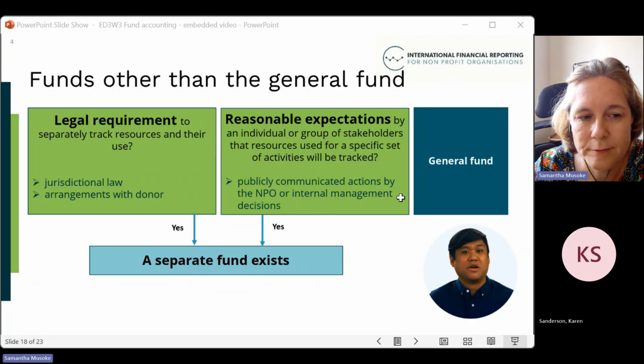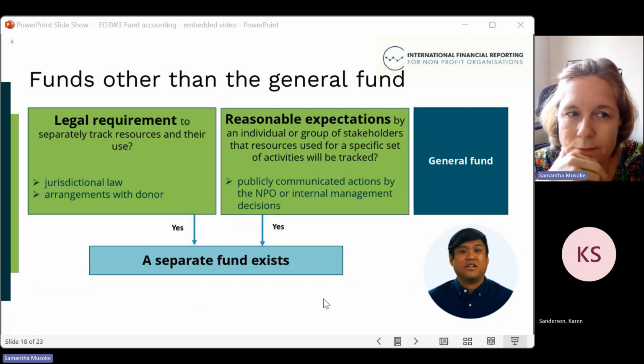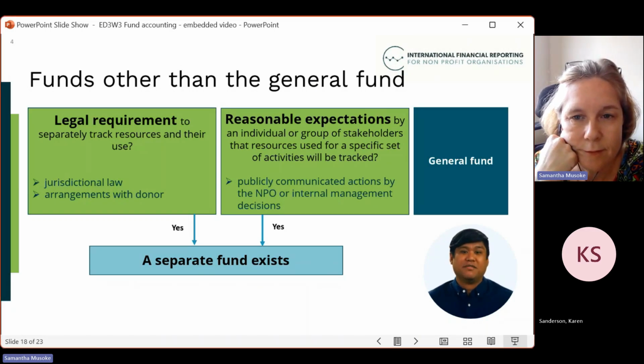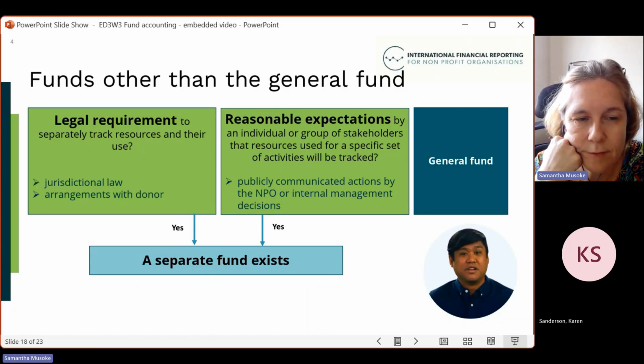Each NPO needs to determine whether it has funds other than a general fund. INPAG takes a principles-based approach, which looks at the substance of a transaction rather than its legal form. A separate fund will exist in two instances. Either there is a legal or equivalent requirement to separately track resources and how they have been used. Or stakeholders have a reasonable expectation that resources will be used for a specific set of activities and that those resources will be tracked. These stakeholders can be external, such as funders, or internal, such as the governing body. If no separate funds are identified, an NPO will only have a general fund.